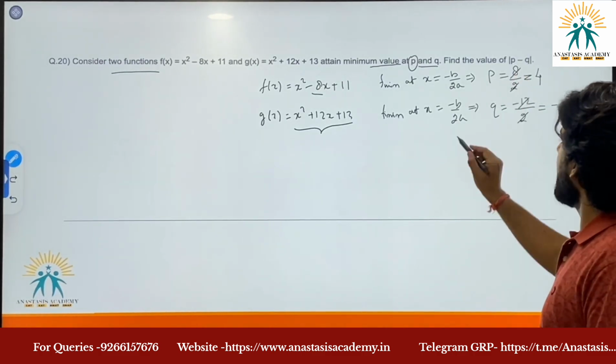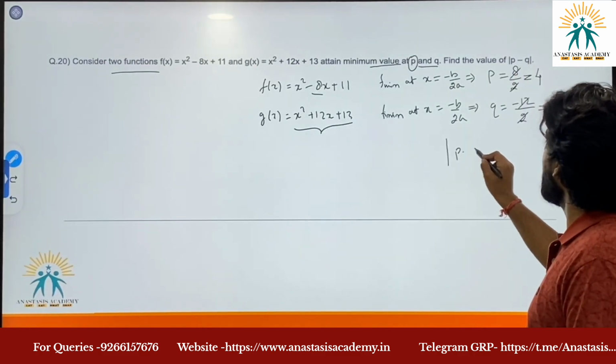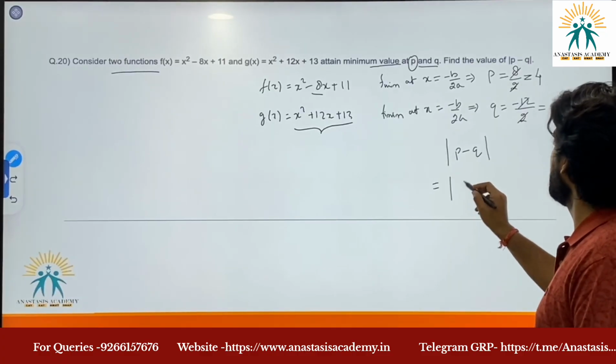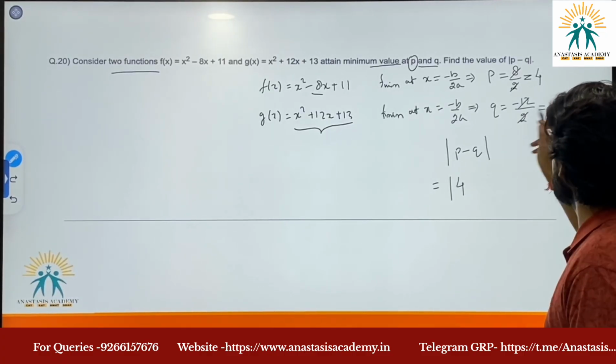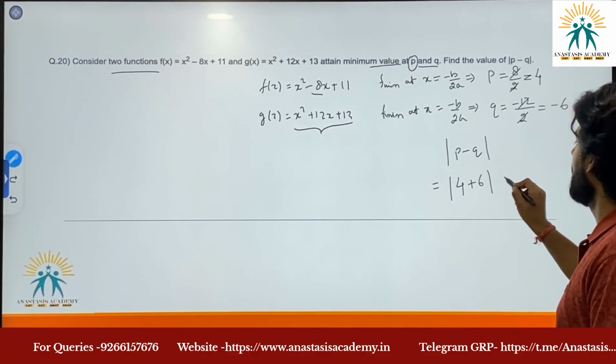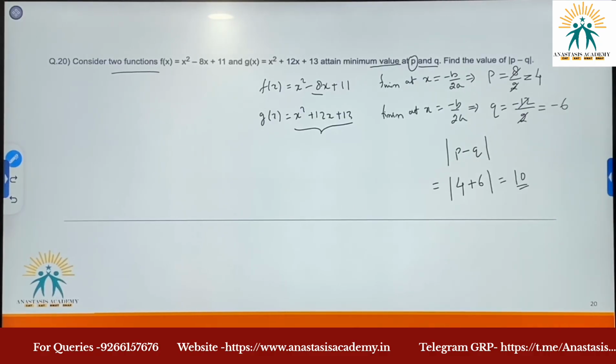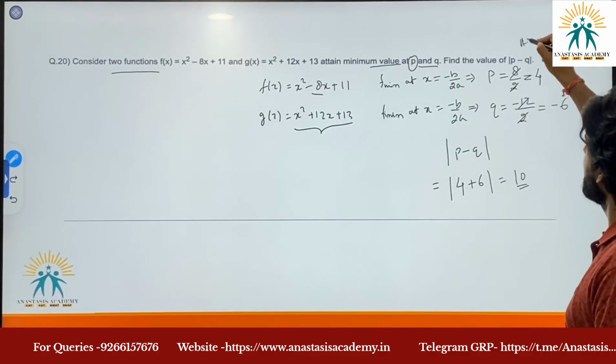So I need to find the value of modulus of p minus q, which is mod of 4 minus q, that is plus 6. It will be 10. So the correct answer to this question is 10.